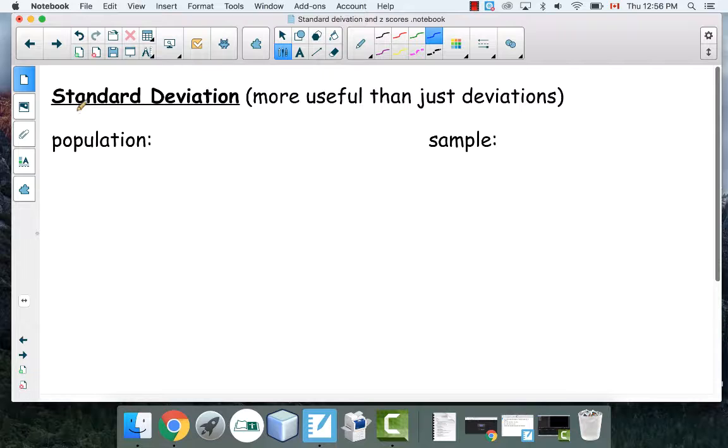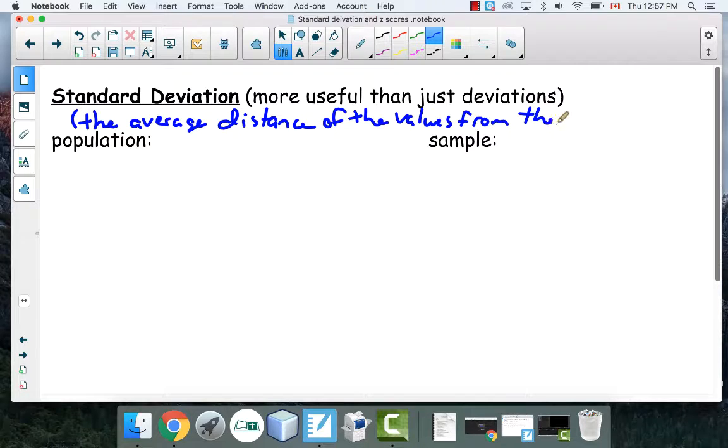Essentially what this gives you, I know this is going to be a sort of dumbed down explanation of it, but basically it's sort of like the average distance of the values from the mean. That's basically what standard deviation is. It gives you the average distance of each value from the mean. So there's two formulas we need. One's for population, one's for sample.